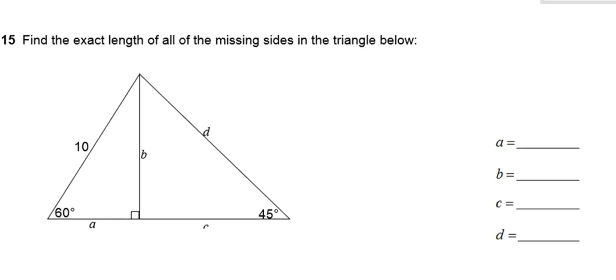So here we've got another 30, 60, 90. We know the hypotenuse is 10, which means the short side is half of that. It's 5. The long side is 5 square root of 3.